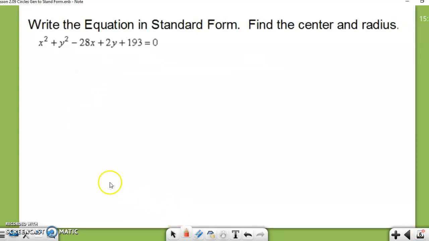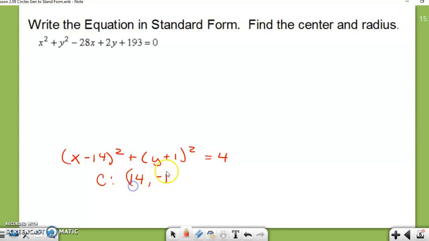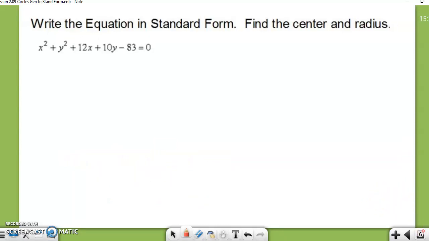Pause the video. Come back. Check your answer. Don't forget that when you have a plus sign here, that means that was a negative value. Okay, and then try another one. Let's see if you can work to this one.